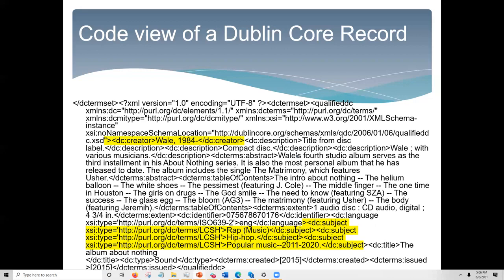So not exactly linked data, but it is linking to the Library of Congress subject headings and saying which thesaurus it's using, and then it's using a text string there as well. Now, since the Library of Congress subject headings have been issued as linked data, we could actually replace that. If our system would do that work, we could replace that with the link to rap music.